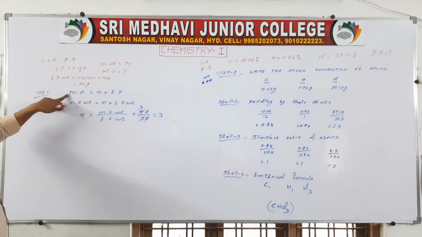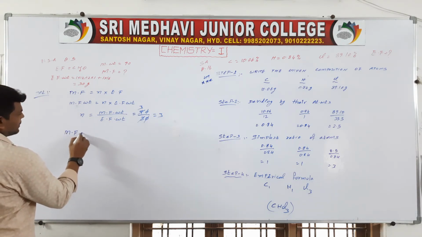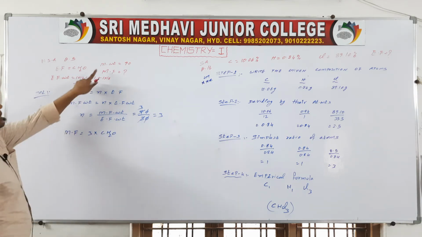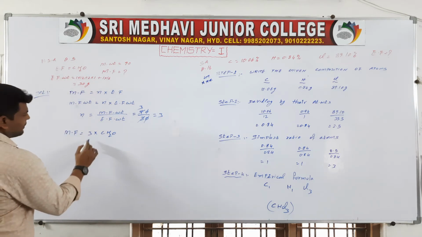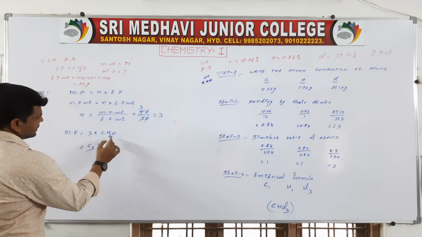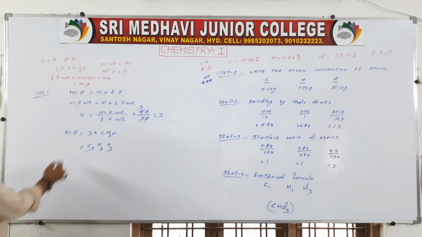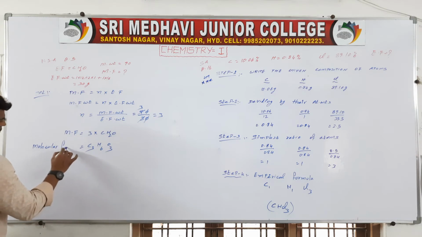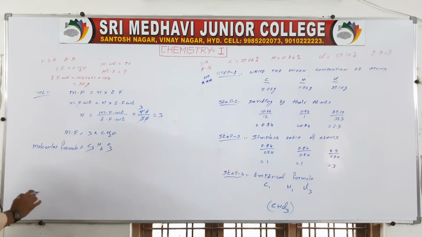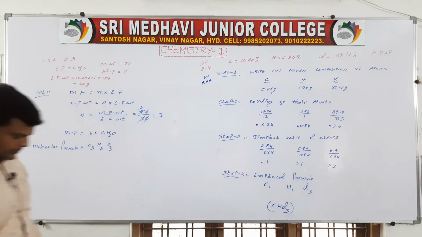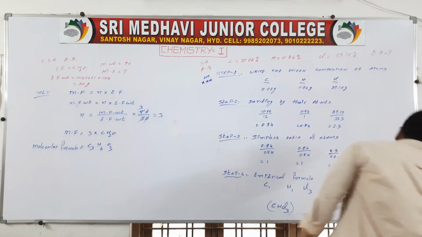Then n is equal to 3, means substitute. Molecular formula equals 3 into CH2O, the empirical formula. Then what happened? 3 into C, C3. 3 into H2, H6. 3 into O, O3. It is the molecular formula. Okay. Very important for 2 marks.